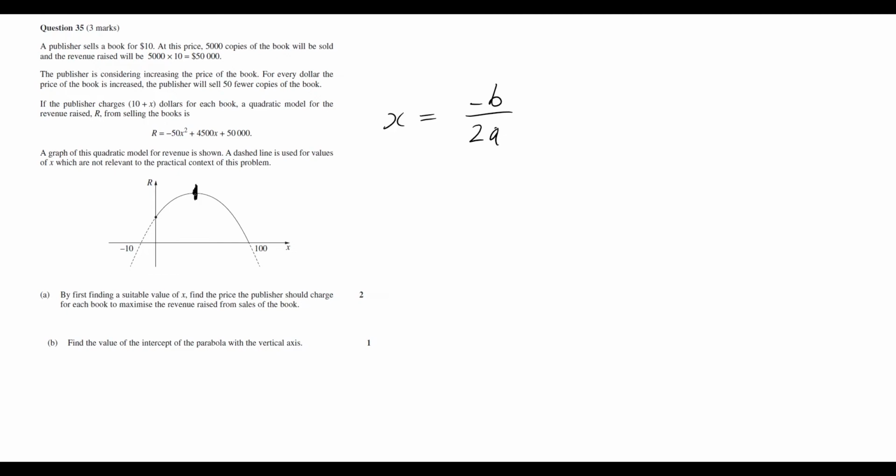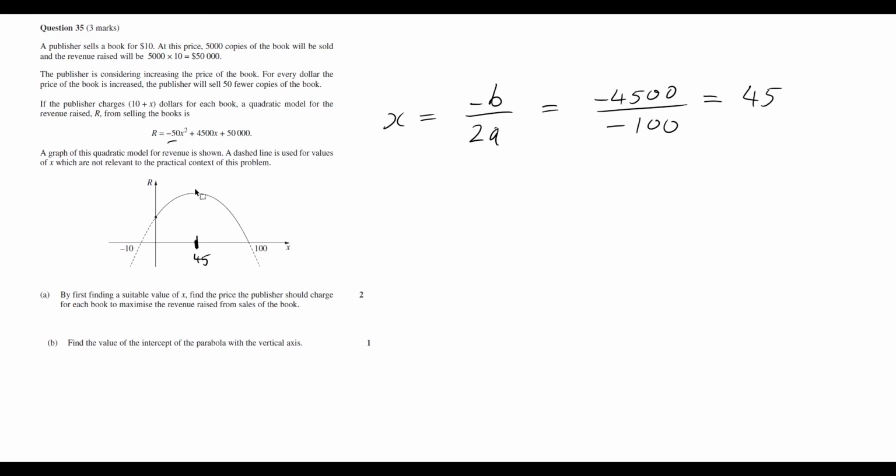What it tells us now is the coordinates of the lowest or the highest point of the parabola. So if we put those values into our calculator, where b is 4,500, then we have minus 4,500 divided by 2 times a, and a is minus 50, so that's going to be 4,500 over minus 100. Computing it, you find that x equals 45. So this value here is going to be 45, and that's the value of x that we need to take.